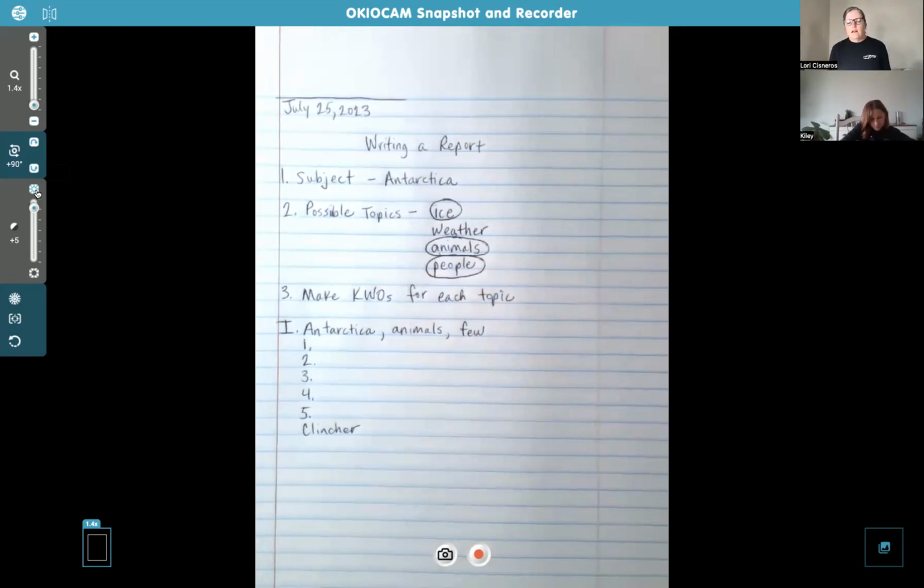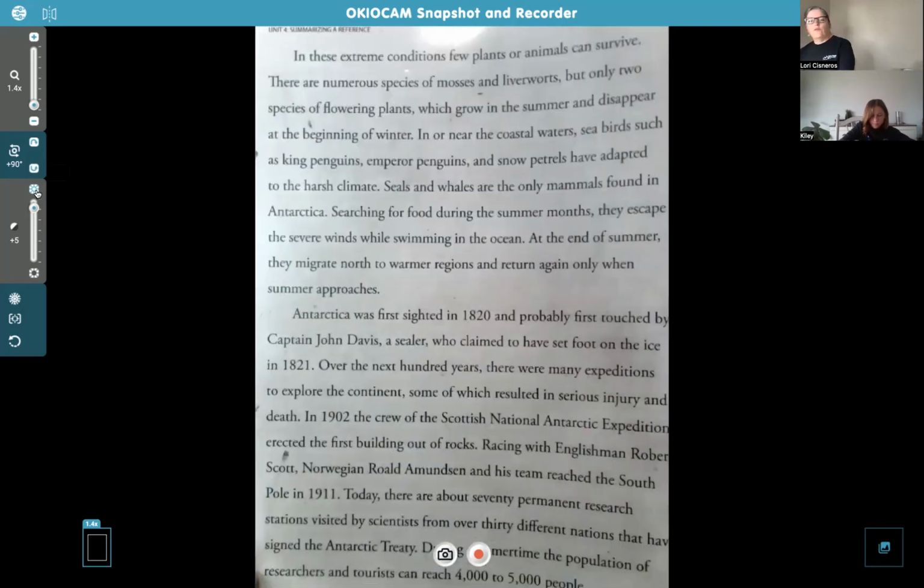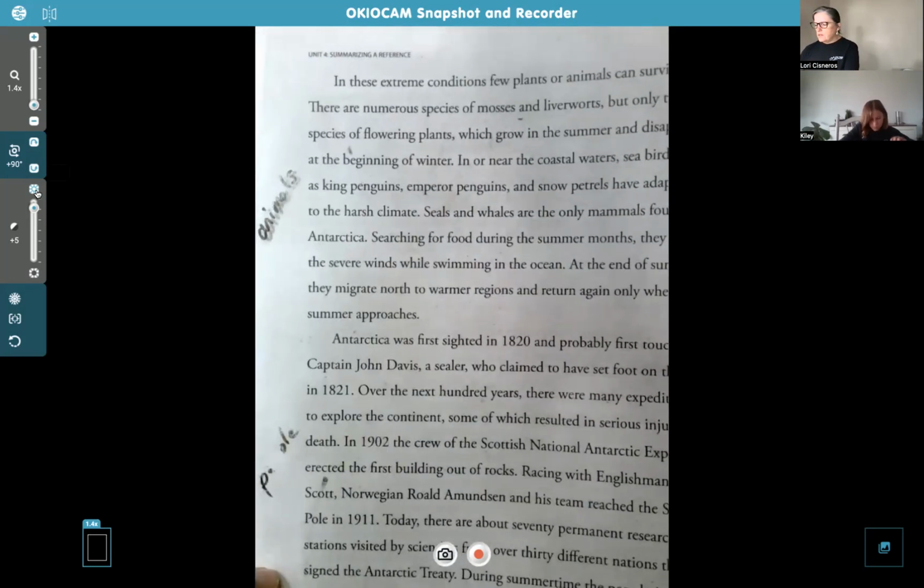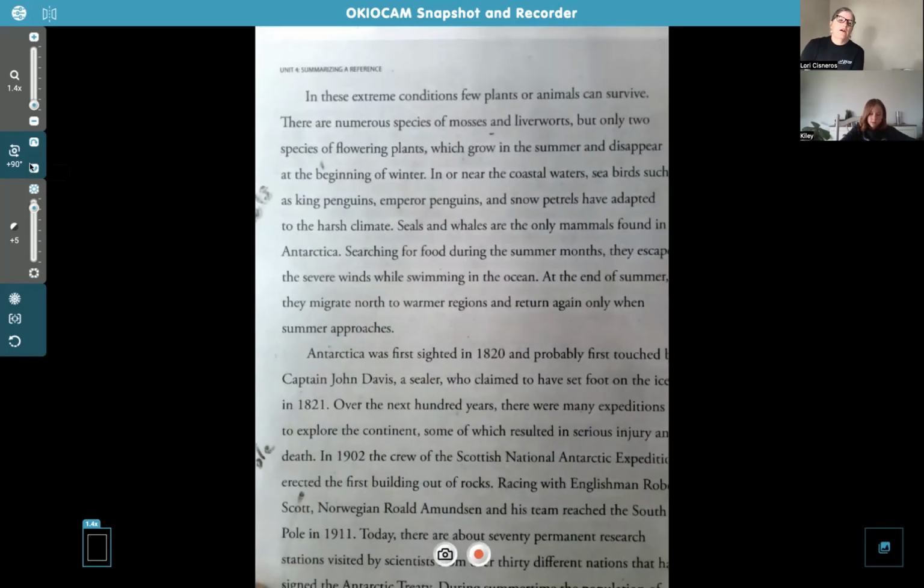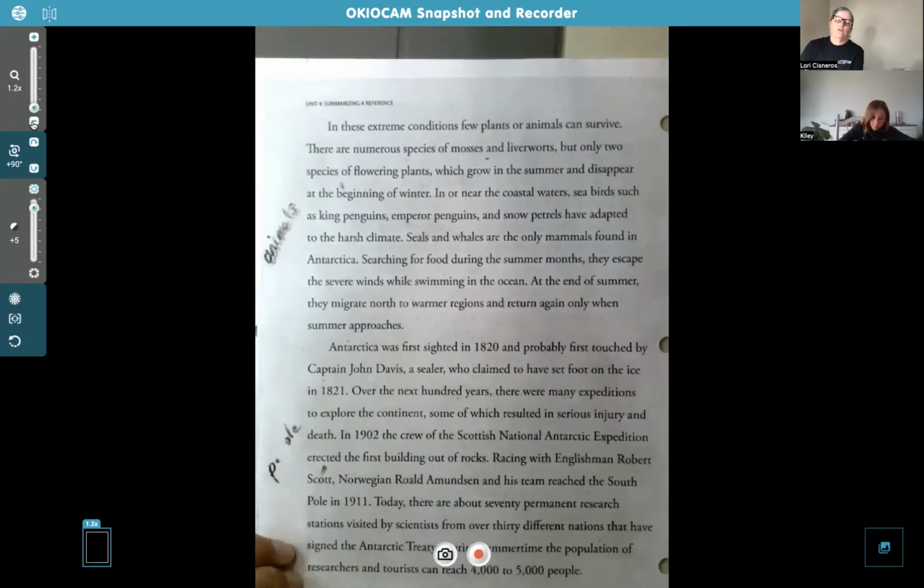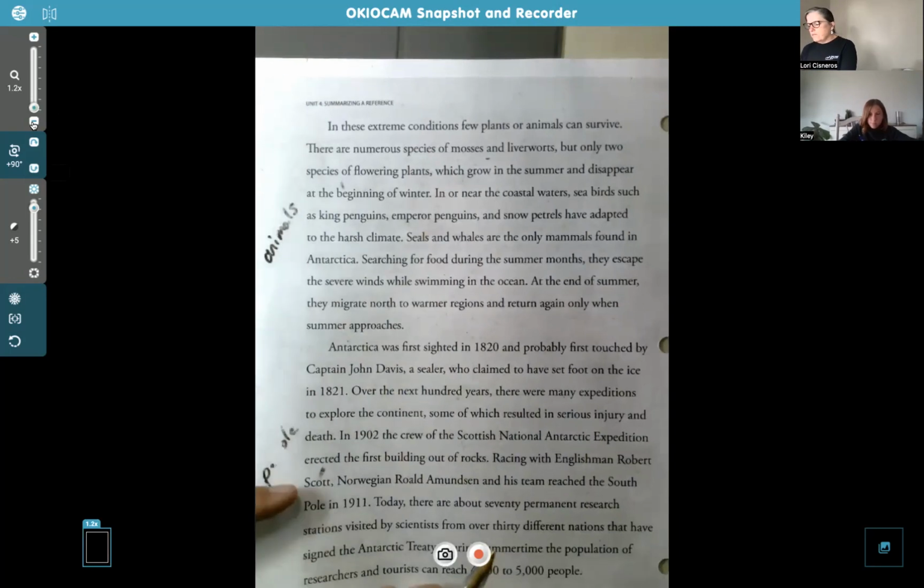And then from here, you would go find that paragraph about animals, which happens to be on the back on page 94, where you wrote the word animals. And then you're just going to focus on that paragraph because your outline now is going to be just about the animals part of the article.